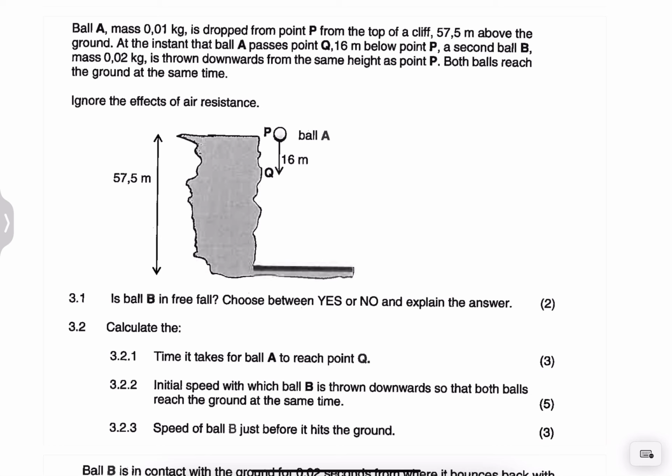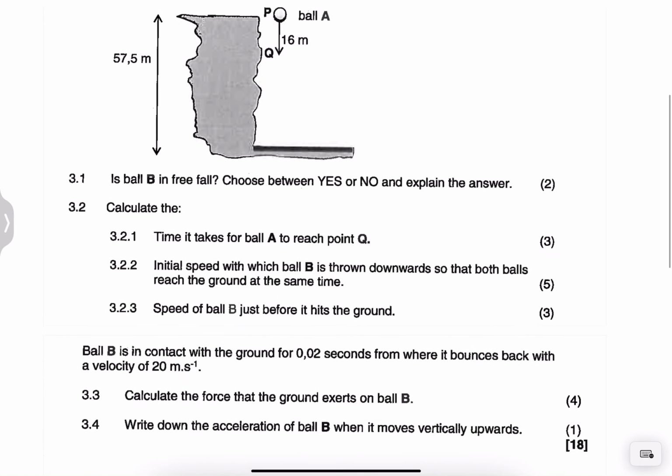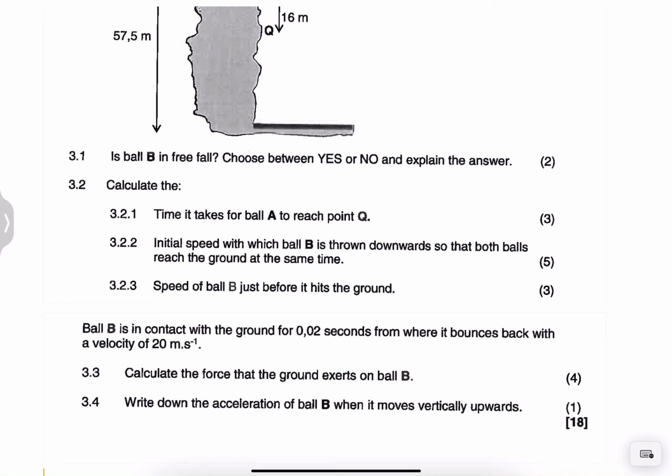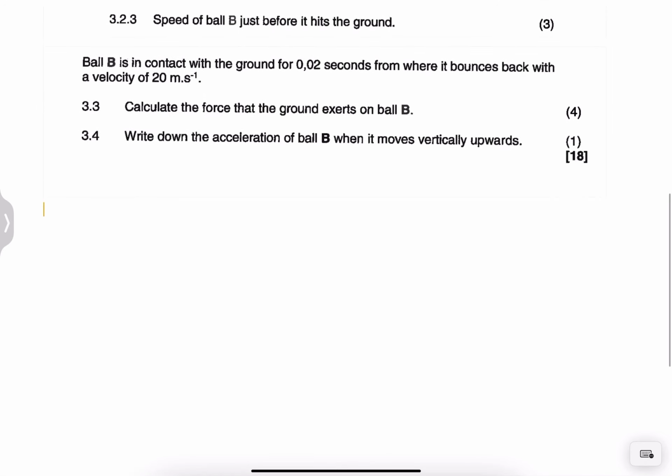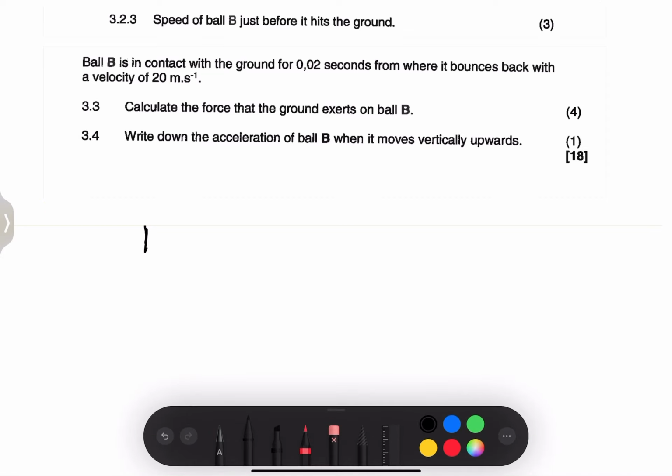Okay. Now the second question, 3.1: calculate the time it takes ball A to reach point Q. Now remember, ball A started from P, and it went to pass Q, which is 16 meters below. So I'm going to take from P to Q, so let's take information from P to Q for ball A.